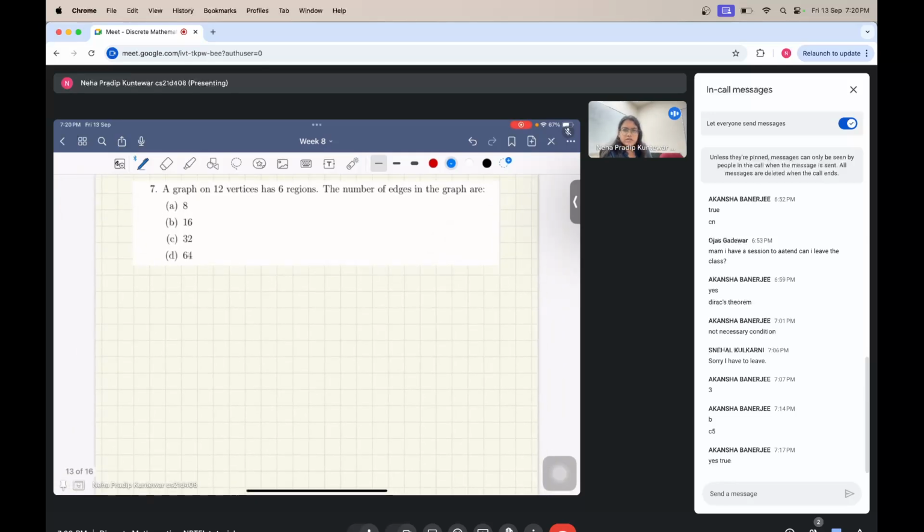Okay. So you can maybe try this out. I think I'll have to wind up early today, so this is maybe the last question that I'll take up for now, and I'll wind up for today. So you have a graph with 12 vertices and 6 faces, and you want to tell the number of edges in the graph.